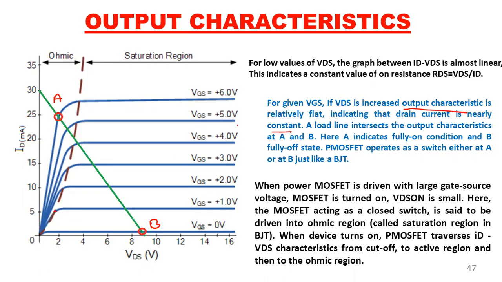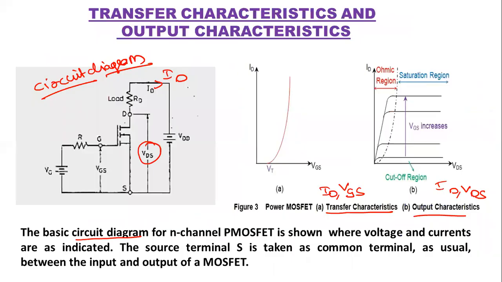And this is the maximum value. This will be the breakdown region, that is the drain source breakdown voltage. I hope the output characteristic is also clear to you.